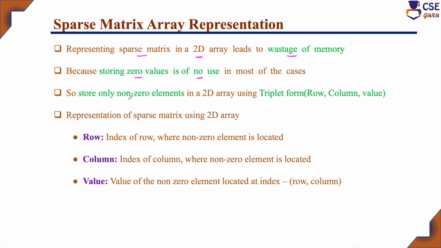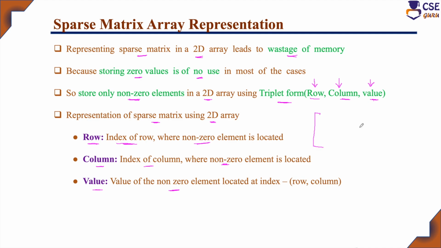So store only the non-zero elements in a two-dimensional array using triplet form. That is, what is the row index, what is the column index, what is the value. You can just store like that: row index, column index of the non-zero value. If you represent it in triplet form, we can utilize memory efficiently. So in the representation of a sparse matrix using a 2D array, we store the row index of the non-zero element, then the column index of the non-zero element, and the value of the non-zero element.